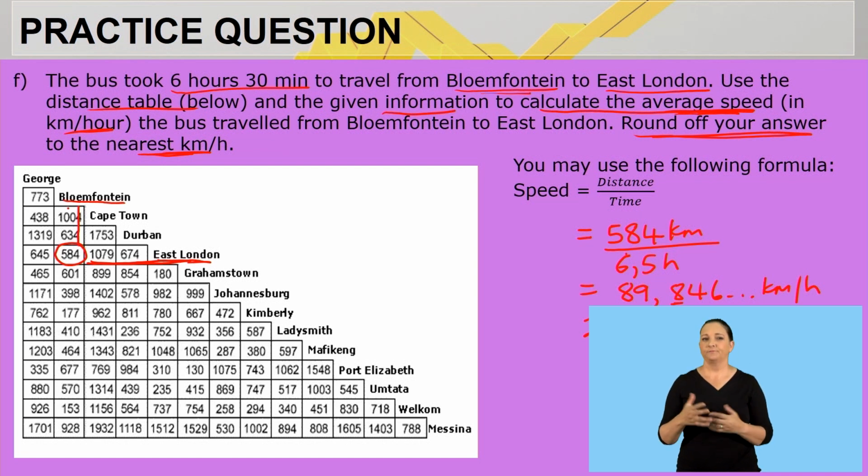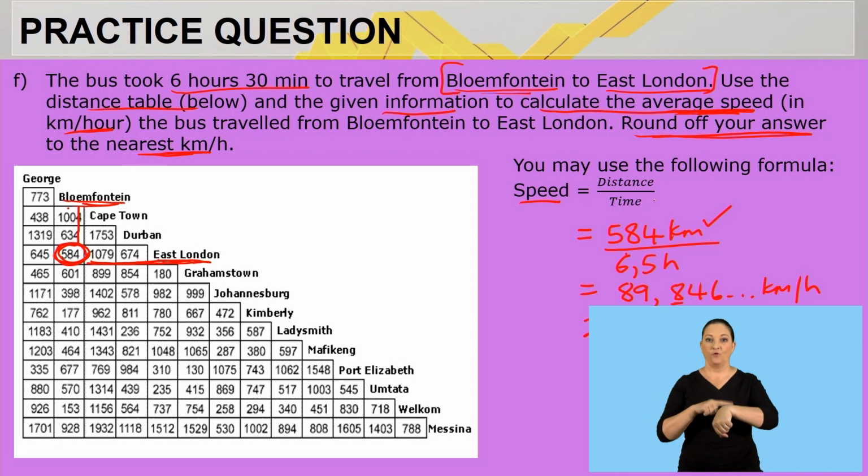Guys, let's quickly run through this. We had to calculate speed. What is needed to calculate speed? Your distance divided by time. In this case, we've used our distance table, right? To find the distance between Bloemfontein and East London. Right, there we can see Bloemfontein, East London. Where do they intersect? Where do they meet? 584. So I substituted 584 kilometers.